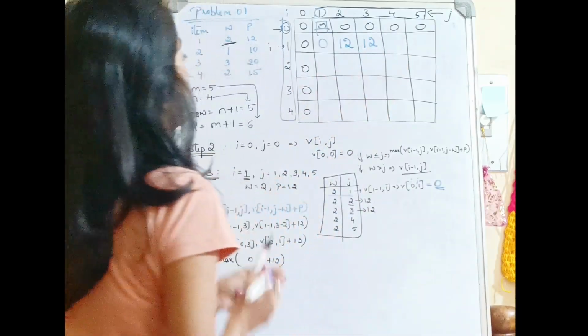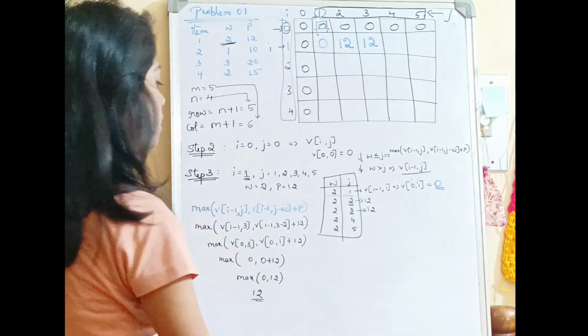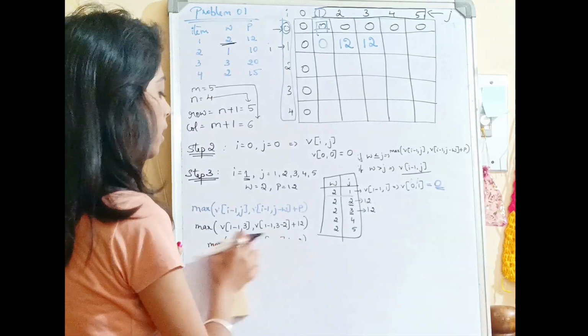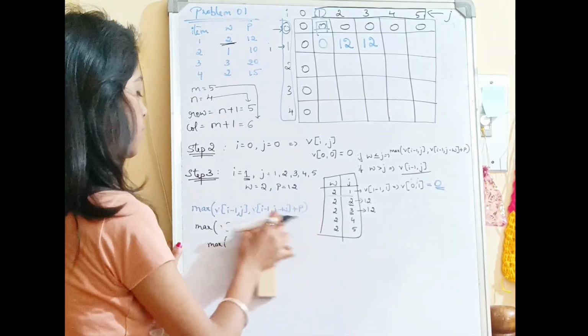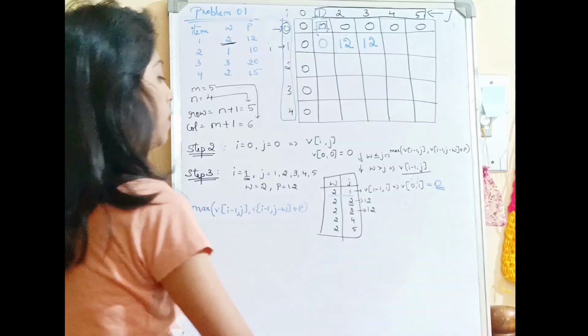Okay. Done. So the next one is 2 and 4. Is 2 greater than 4 or lesser than 4? 2 is lesser than 4.